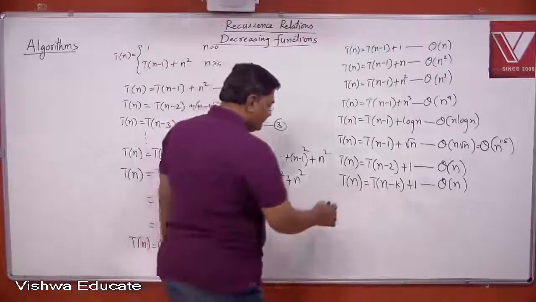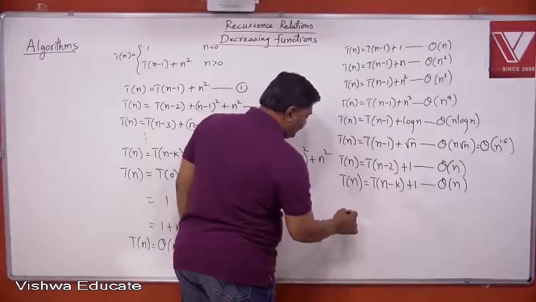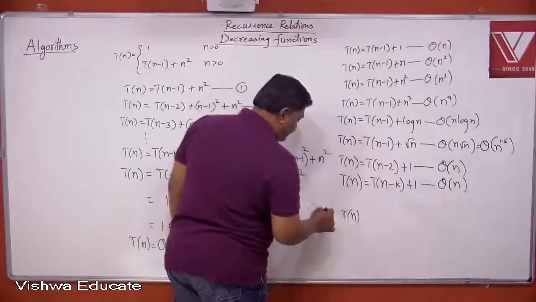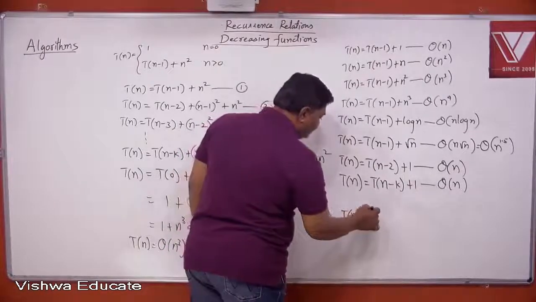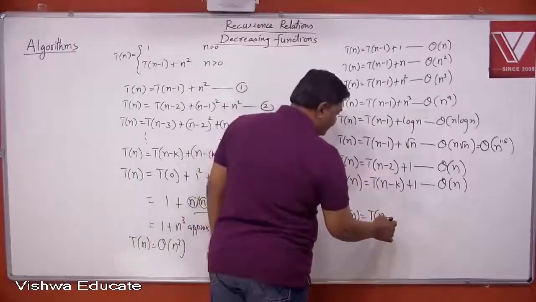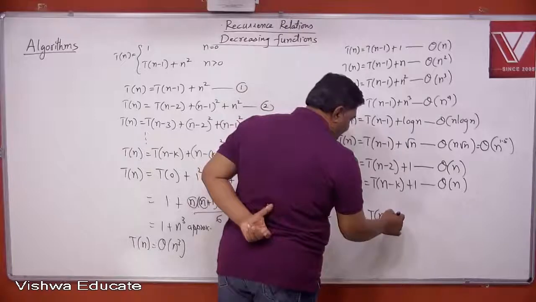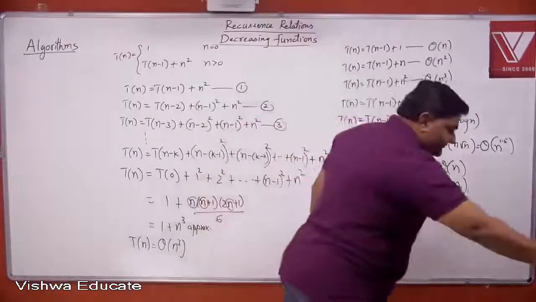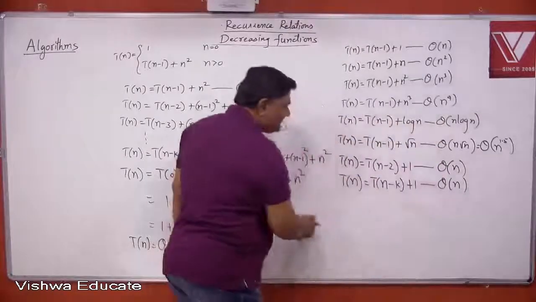So from this we come up with the formula that if T(n) = T(n minus some value)... Okay, leave it. Next time we will see. Take this one.